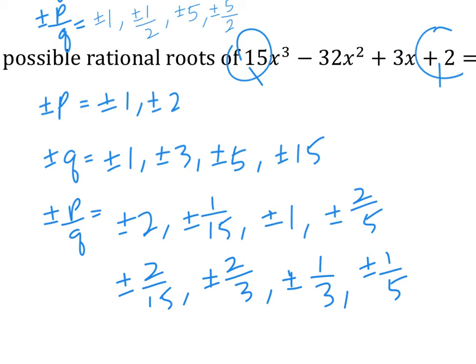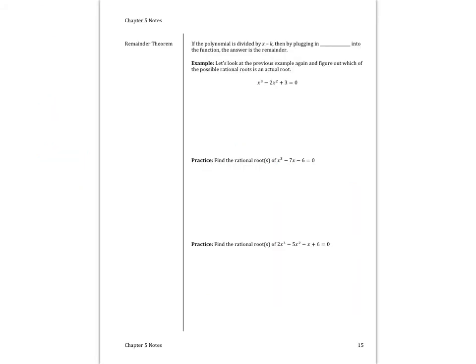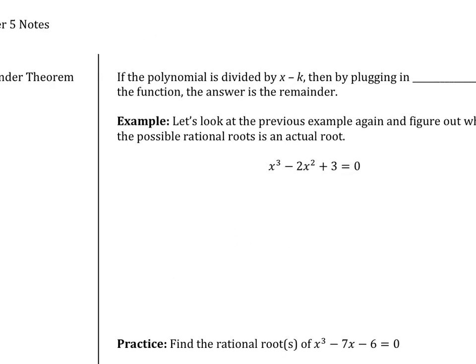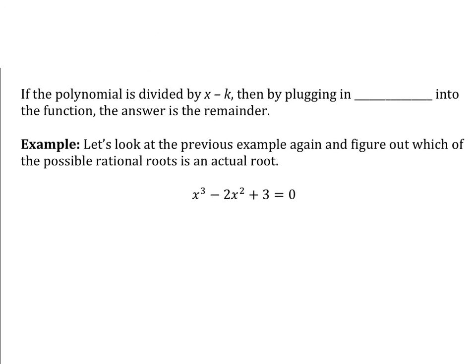All right, so obviously you don't want to check all 16 and realize, oh, only one of them worked. That would be a horrible day. So there is a faster way of checking. It's called the remainder theorem. The remainder theorem says if you take a polynomial and divide by x minus k, then if you put x equals k into the function, the answer is the remainder. Okay, what does that mean?